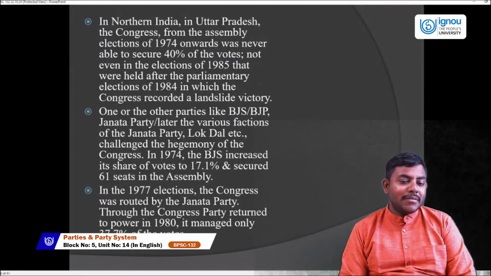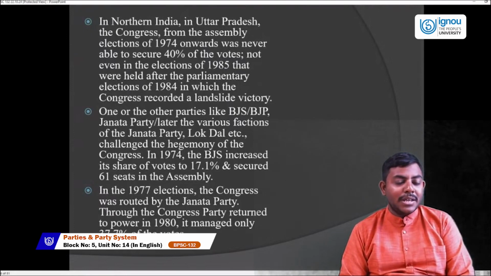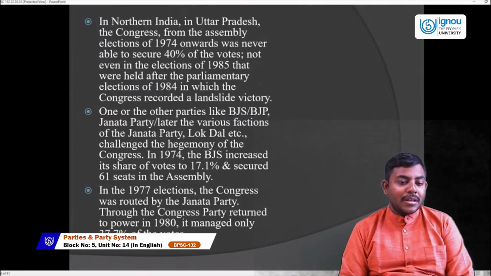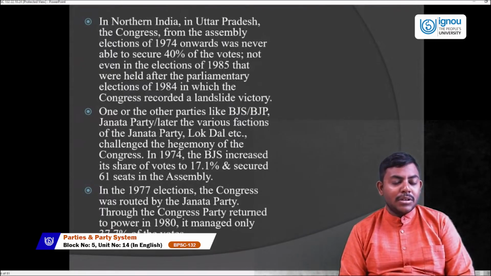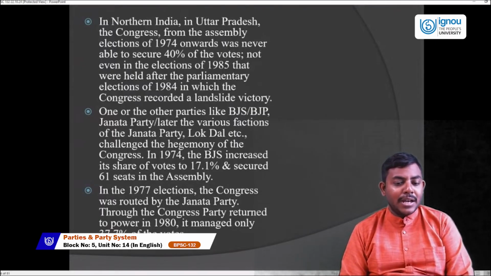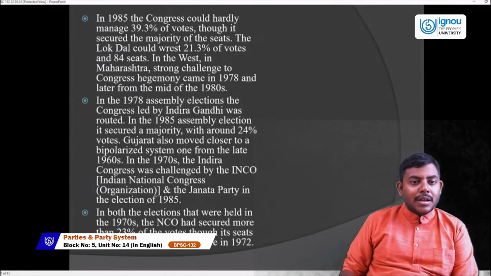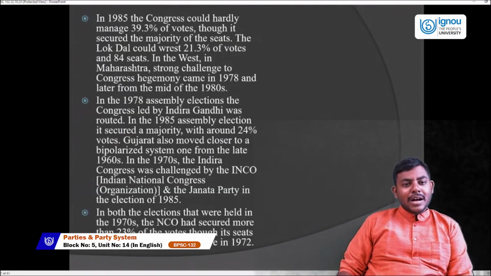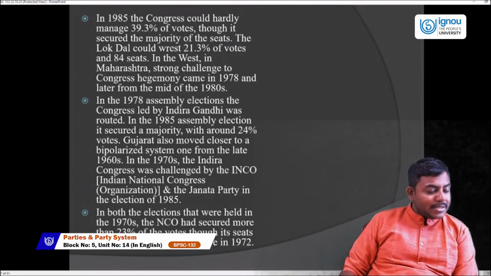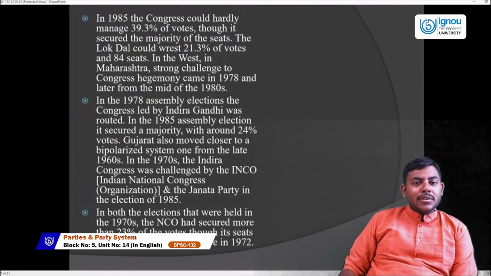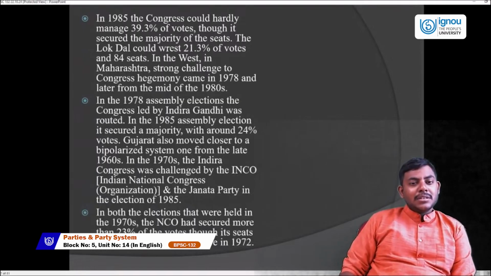In the 1977 elections, Congress was routed by the Janata Party. Though the Congress Party returned to power in 1980, it managed only 37.7% votes. In 1985, the Congress could hardly manage 39.3% votes, though it secured the majority of the seats. The Lok Dal could wrest 21.3% votes and 84 seats.